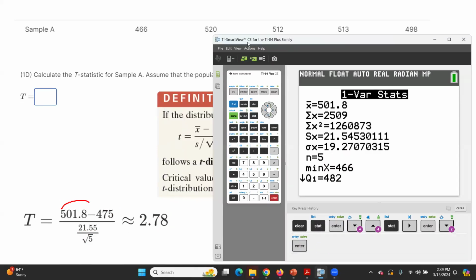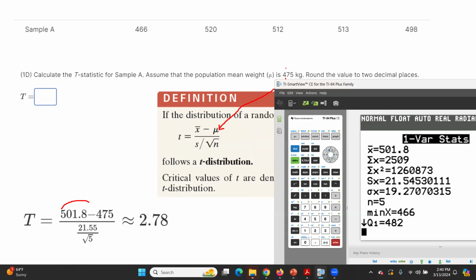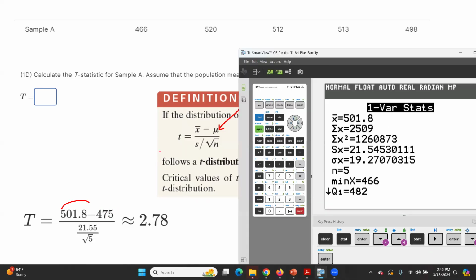So again, x bar is the sample mean that we calculated here, 501.8. 475 is given in the question to us. Take a look, 475. S, which is your sample standard deviation, is 21.54, which we rounded up into 21.55. Why is that? Because you had a 5 here. So to get rid of this 5, you add 1 unit here, divided by square root of 5, which is about 2.78.